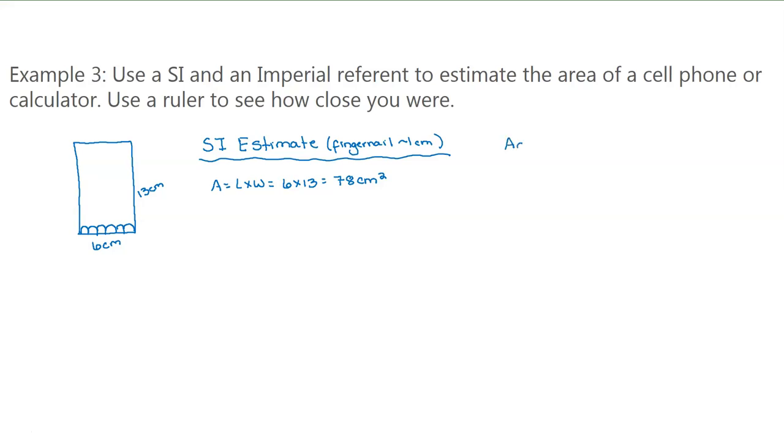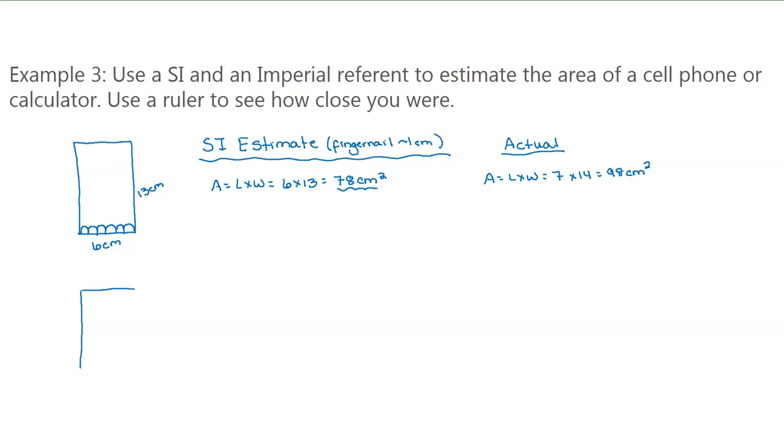Now let me use a ruler to determine the actual measurements. Placing a ruler along the bottom, I get 7 centimeters, and along the side I get 14, for a total of 98 centimeters squared. So I was off by about 20 square centimeters. So hopefully you did a little bit better with your estimate.